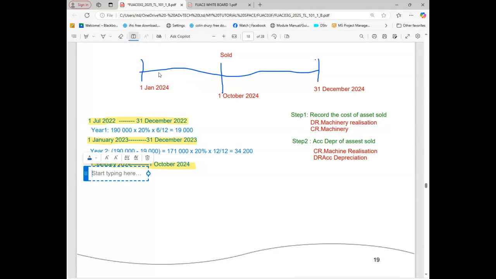How did you calculate? So I said 171,000 minus 34,200. How did you do that? The value I got was 136,800. Okay, so I got the same.